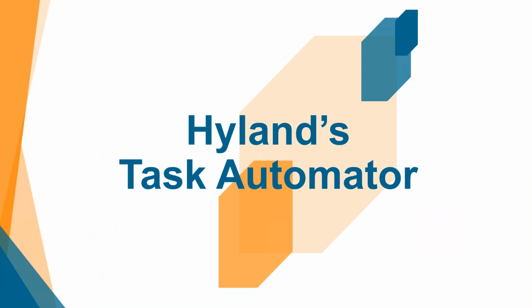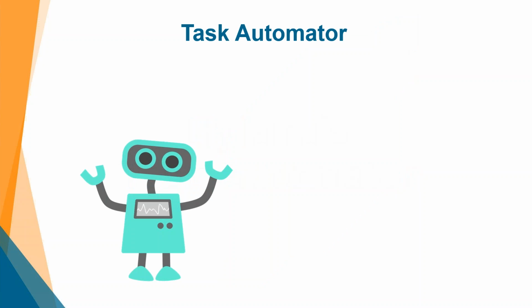Hyland's newest offering introduces robotic process automation into OnBase. It's called the Hyland Task Automator. Task Automator will be the first representation of RPA in the OnBase software suite. Task Automator creates integrations with OnBase and other third-party applications. It complements existing OnBase integration technologies and is useful for creating integrations with previously inaccessible applications. This is because it works at the UI or user interface level.